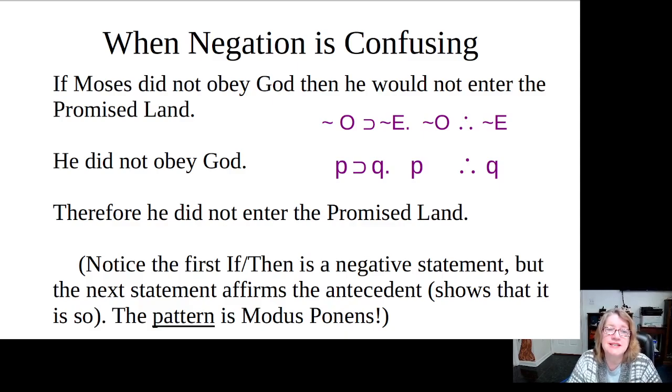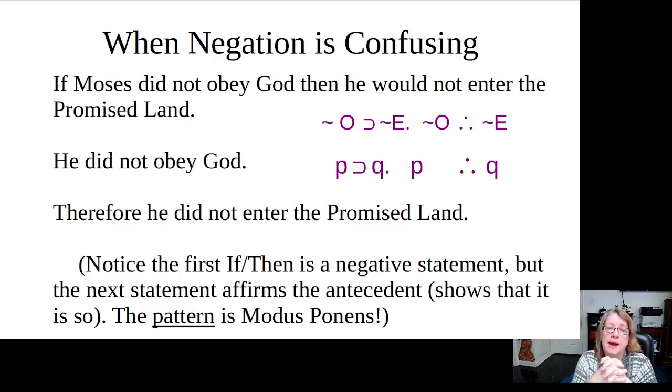If Moses did not obey God, then he would not enter the promised land. He did not obey God, therefore he did not enter the promised land. Now, before I go on to explain this more, I want to mention that when we were talking about categorical syllogisms, you couldn't have two negative premises.